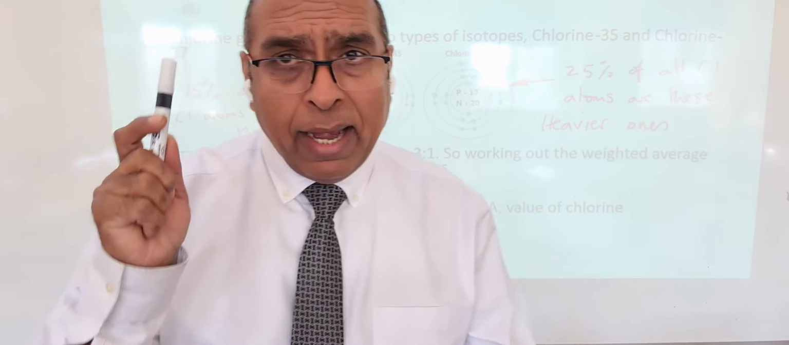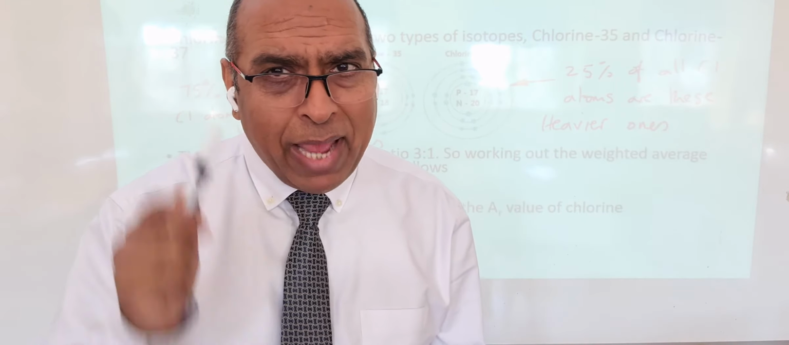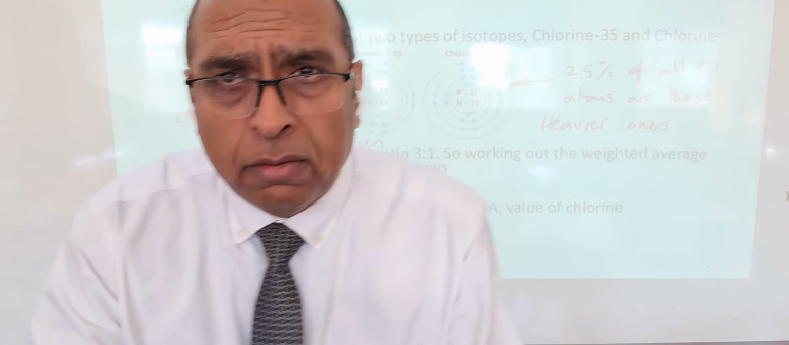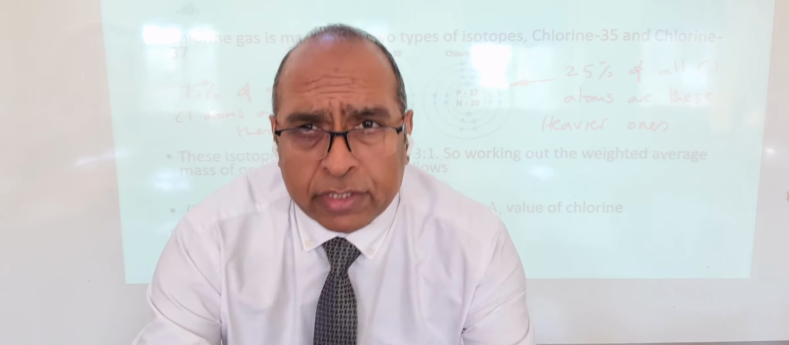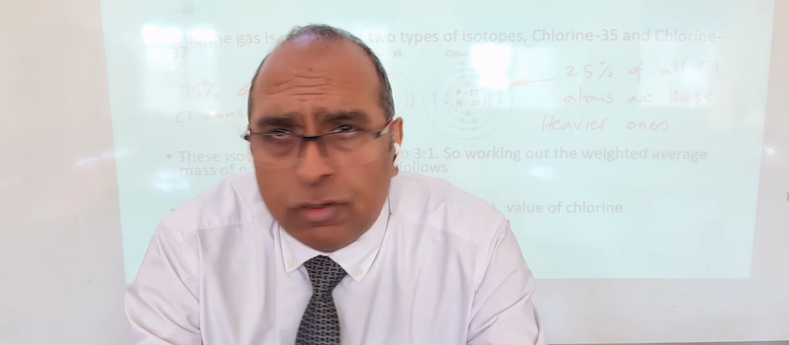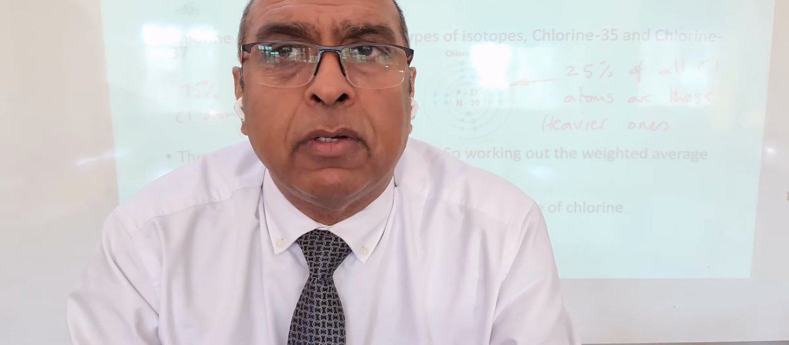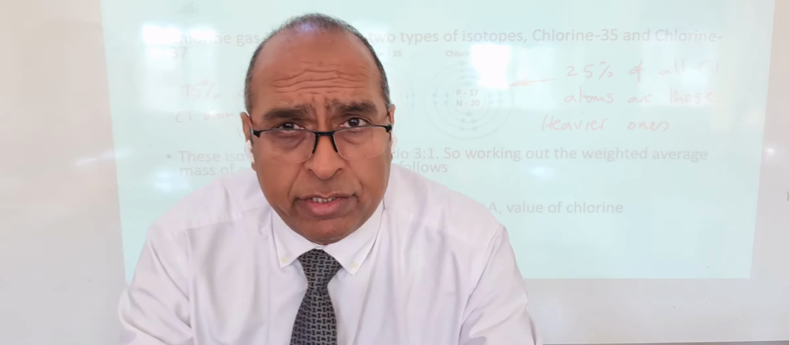And how do you work out an average? The average is not halfway between 35 and 37. The average is not 36. That would be a direct average. We want a weighted average.